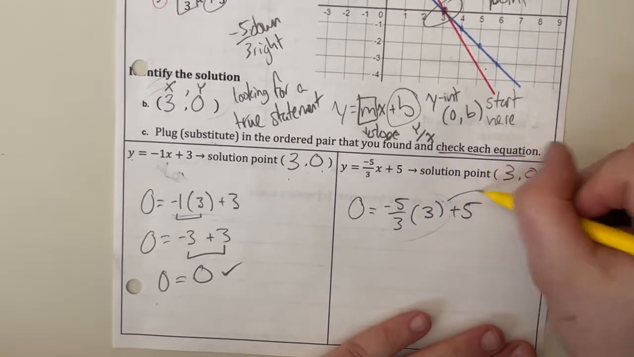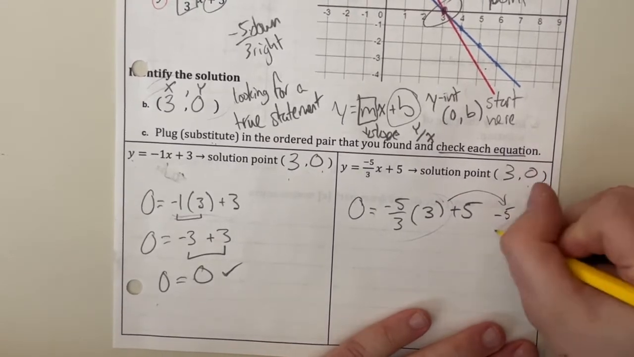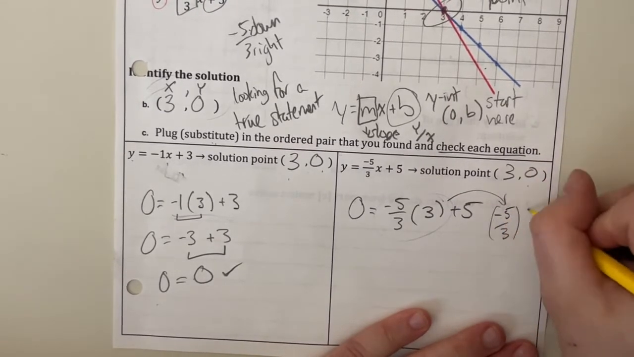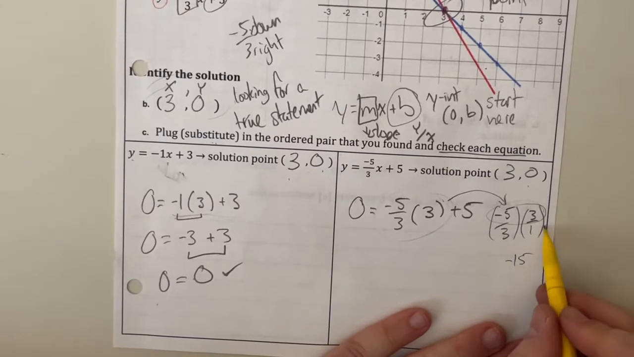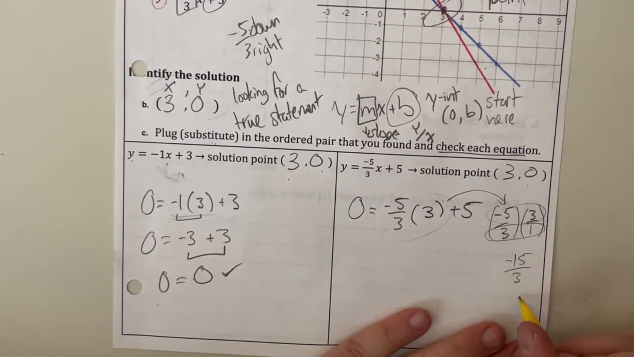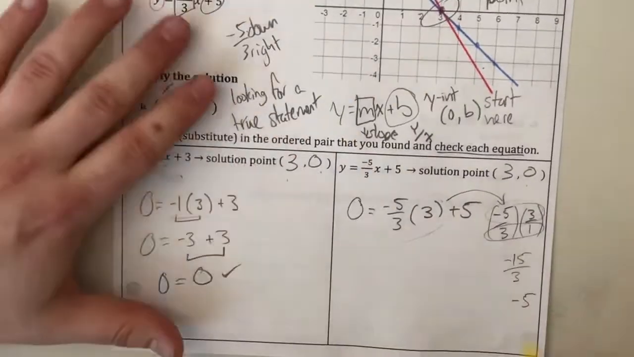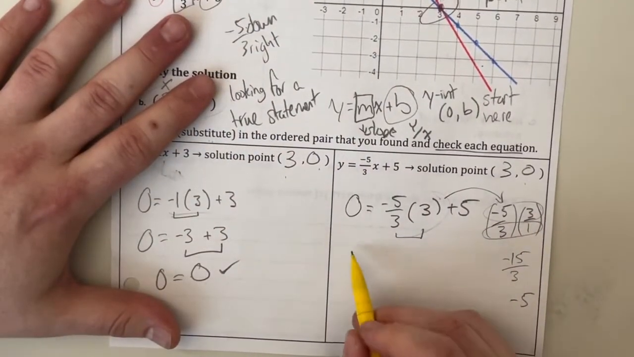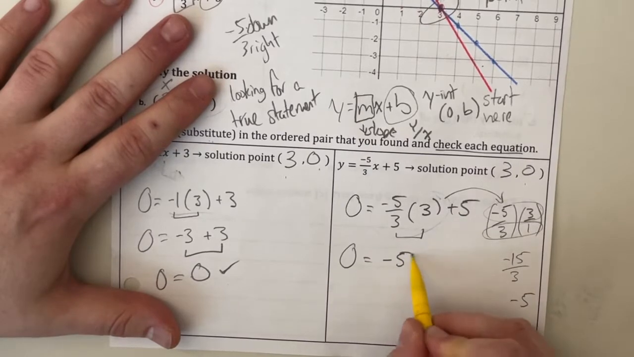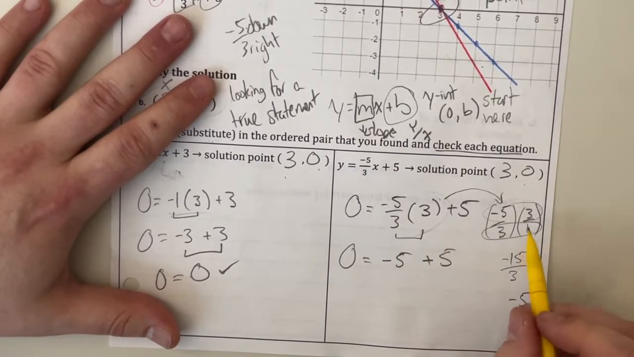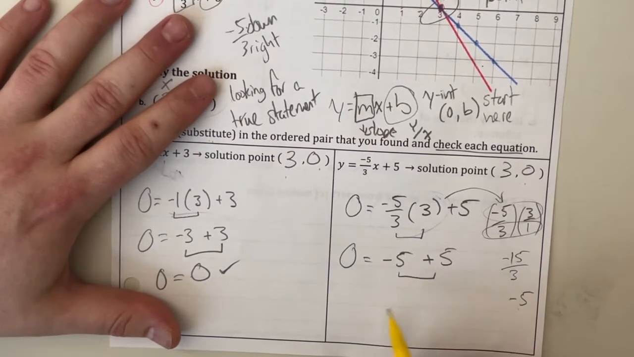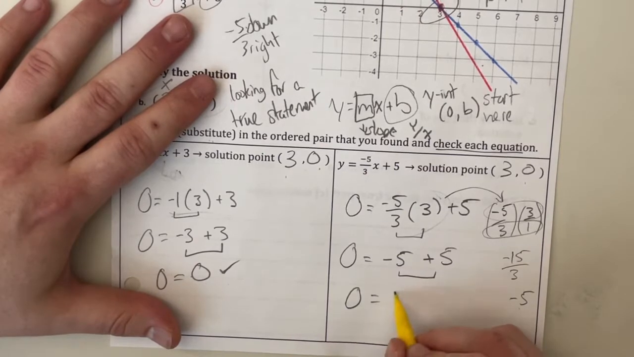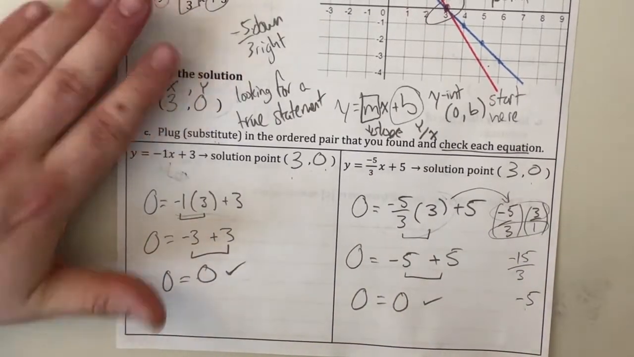I can write it like this: -5/3 times 3/1. Make sure you multiply the numerators together. So I have -15 over 3, which is the same thing as -5. Instead of these parentheses, I can say 0 equals -5 plus 5. All I did was multiply those values together and I got -5. Now I'm making sure my right side is equal to my left side. So 0 equals 0, and so we're good.